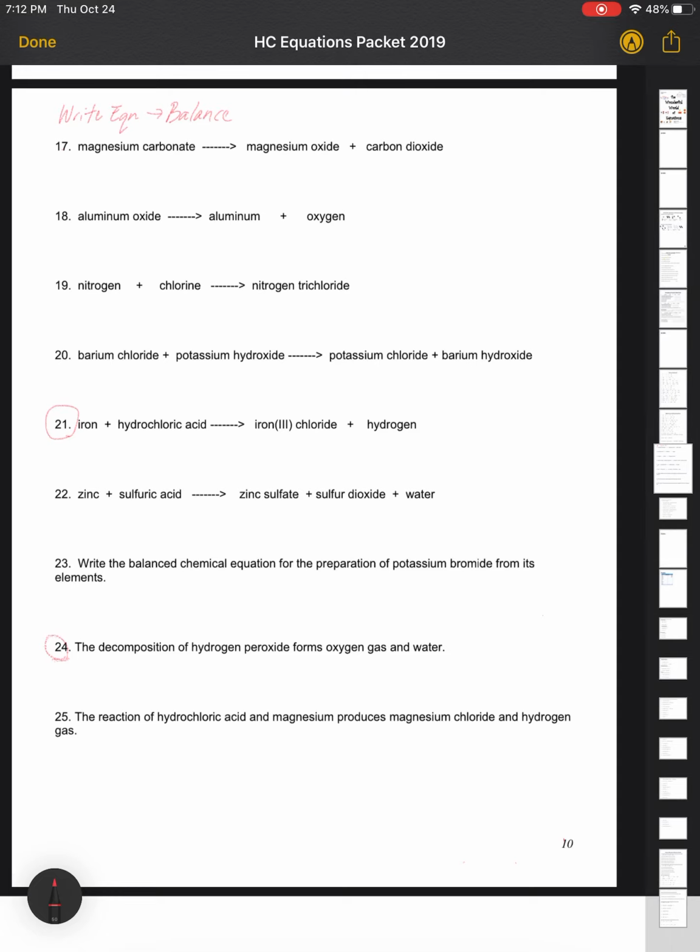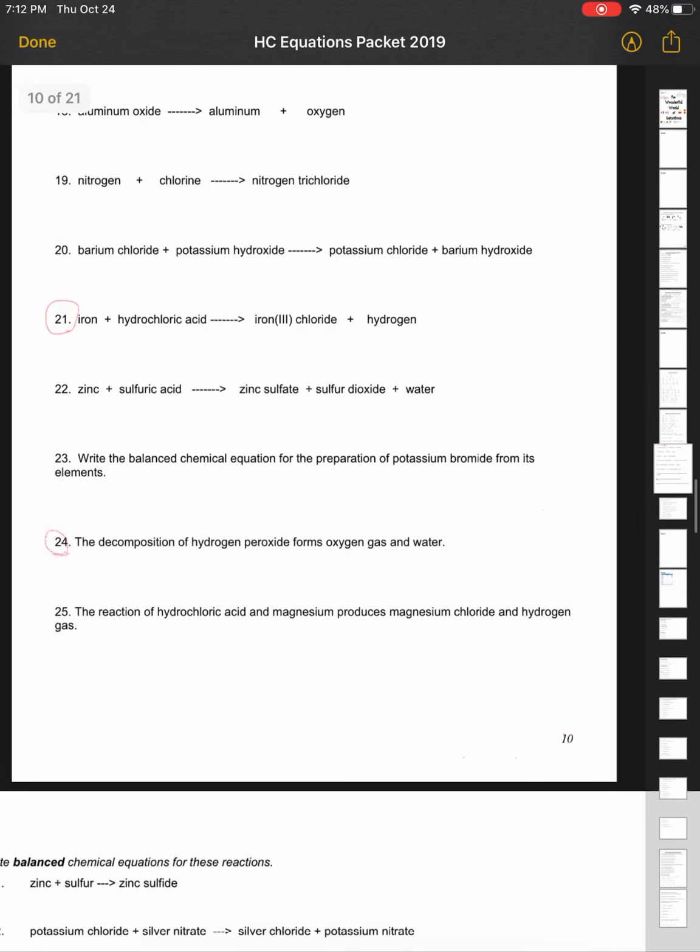So in this first one, number 21, we're looking at iron and hydrochloric acid as the reactants that turn into, we see bonds breaking and bonds forming. This is a chemical reaction, and the products we get are iron(III) chloride and hydrogen. And so as we look at this, we can go ahead and write it out. Iron is Fe. And when we get to hydrogen, we'll talk about why we write Fe as just Fe. Hydrochloric acid is HCl.